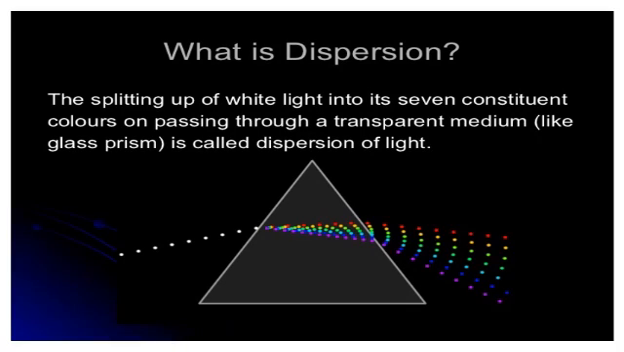What is dispersion of light? The spreading up of white light into its 7 constituent colors on passing through a transparent medium like a glass prism is called dispersion of light. It means the different colors of the spectrum are produced because different wavelengths of light are refracted at slightly different angles. This is called dispersion. Different wavelengths are seen as different colors, you can see here.